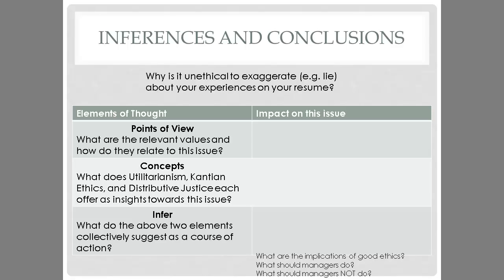The second thing I want you to do is consider what a utilitarian argument would be here, a Kantian argument would be here, and a distributive justice argument would be here. And then finally, I want you to use your answers from points of view and your answers from concepts to draw an inference that gives us the advice to managers. So if a manager needed to be able to tell somebody why it is unethical to exaggerate on your resume, you're creating the advice statement, and you're going to use points of view and concepts to create that statement. So this is an ethical thinking activity where you're working through elements of thought to lead to an action statement.